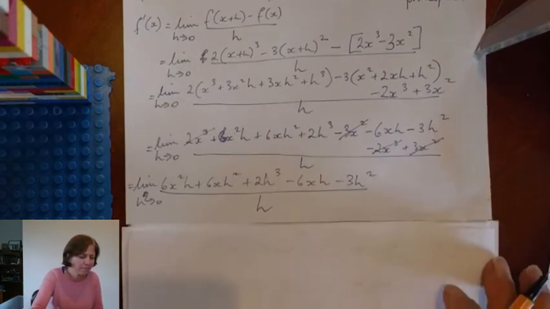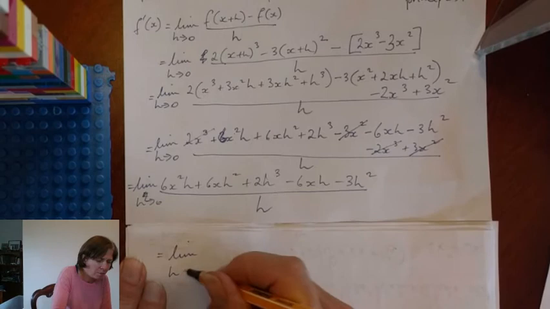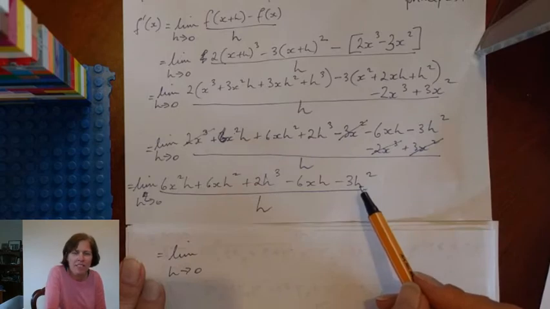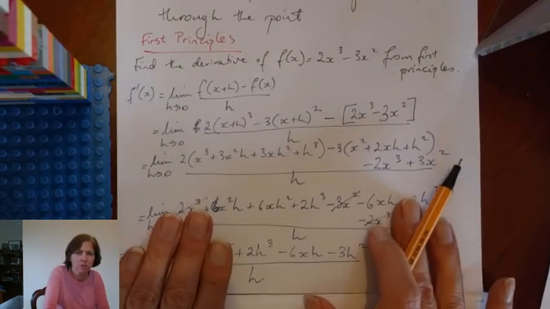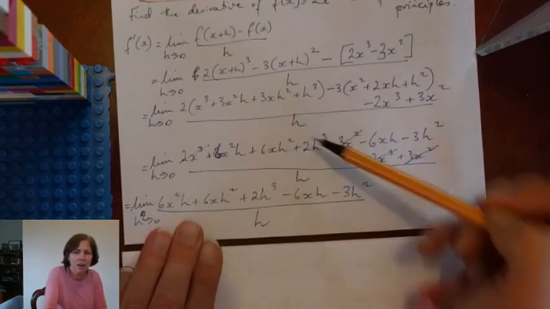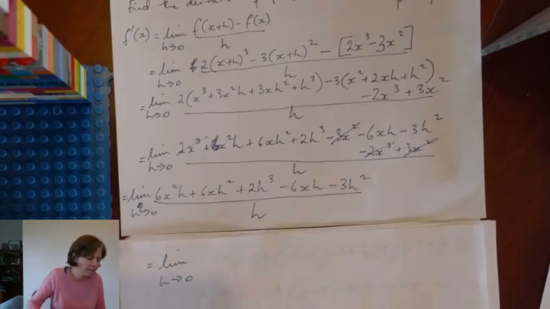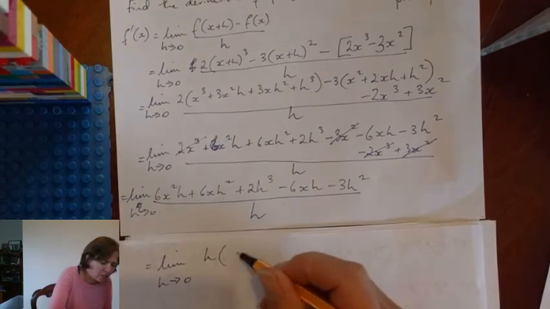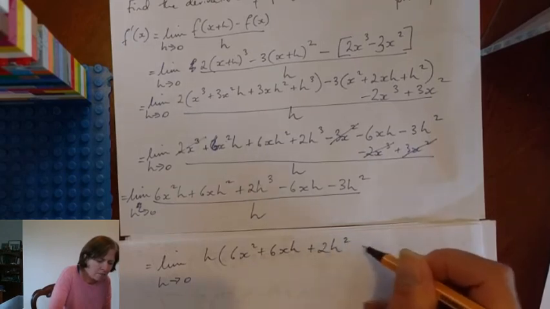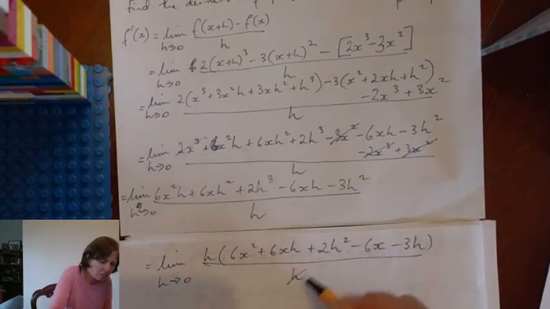On to the next page. How lovely and long this is. Still keeping my limit as h approaches 0. Now I can take out my common factor of h. This is not a coincidence. This always happens. We started with a polynomial, and if you start with any polynomial and you go by first principles, you will end up with a common factor of h at the end and your denominator will cancel. This always happens. Take out my h. I've got 6x squared plus 6xh plus 2h squared minus 6x minus 3h, all over h. And the h is cancelled.